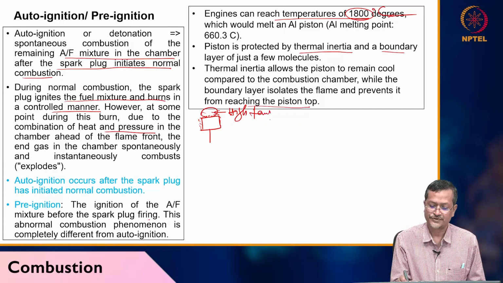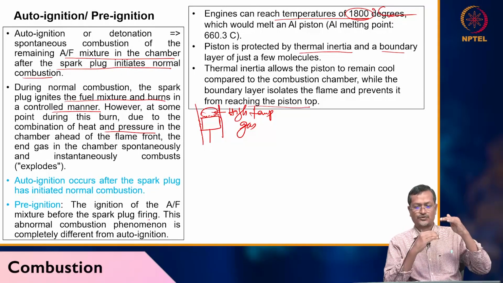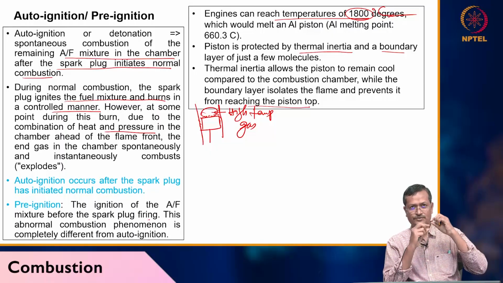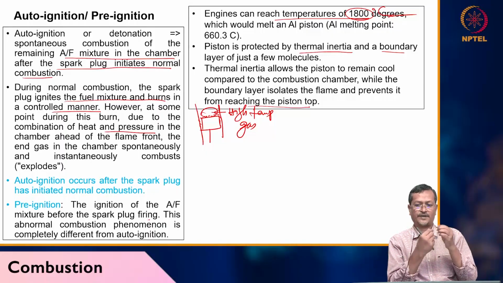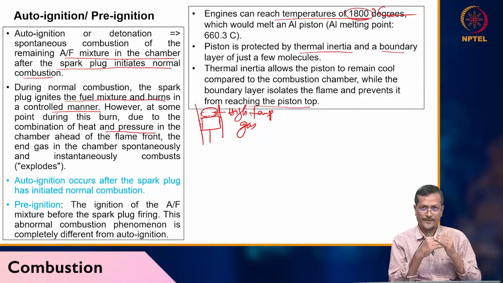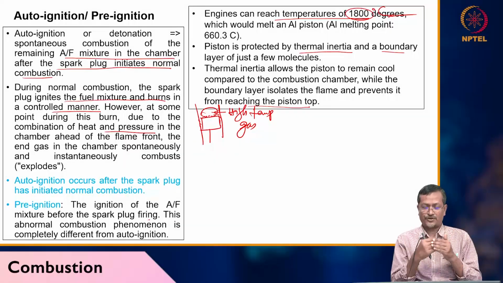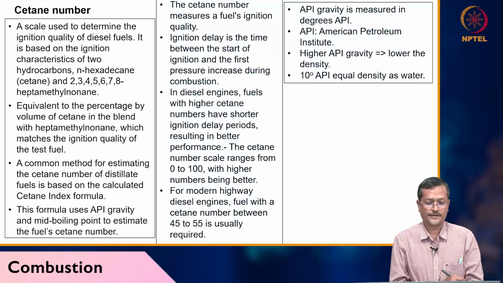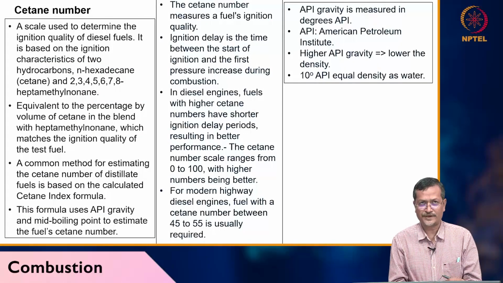High temperature gas should not reach the piston top directly. So some boundary layer will be created, and thermal inertia, because of fluid momentum inertia, will be created. That also will prevent the increasing temperature of the piston. Now, cetane number and octane number, two numbers will come up when you are talking about engine combustion and detonation.